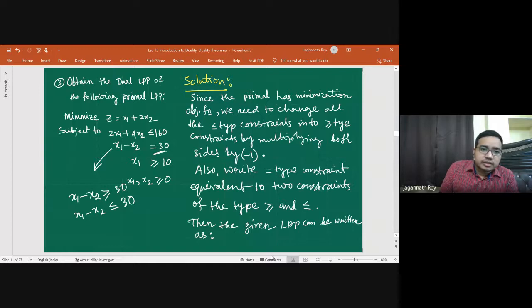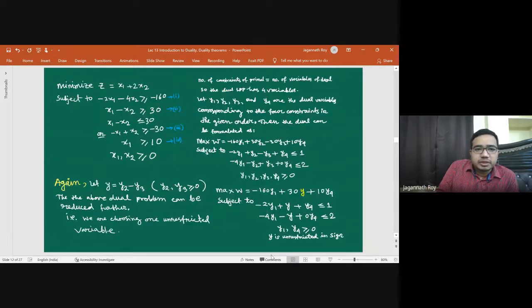Then, since this is minimization, we'll make everything a maximization with greater than type constraints. So we have to multiply by minus 1, and this one again we multiply by minus 1, and the constants will be in this form. For this purpose, all the constraints are written as greater than type. We are getting one less than type, so we make it greater than type. All the constraints are now greater than type, so we'll rewrite it.